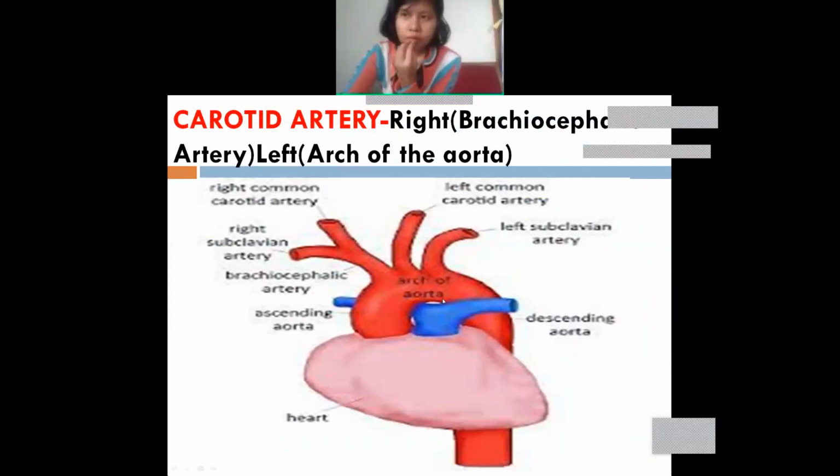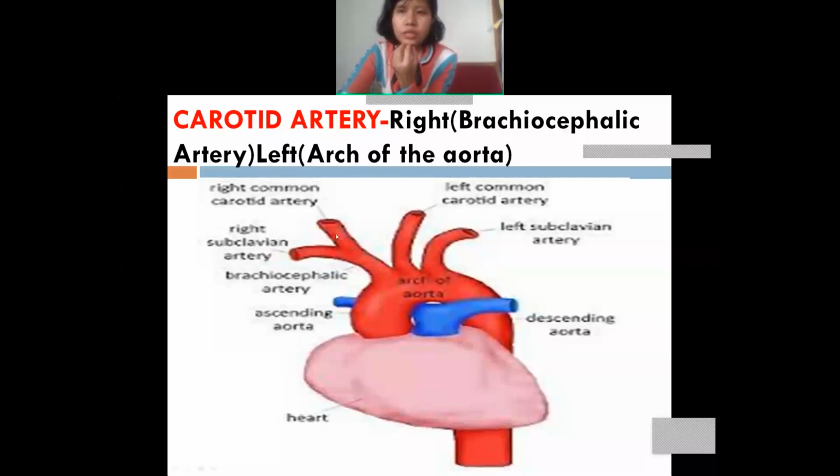Yes, ma'am. Okay. So what I was saying, this is the carotid artery, and it is divided into two parts. It is the right common carotid artery, which is this, and the other one is the left common carotid artery, which is this. The right common carotid artery begins here in the brachiocephalic artery. Understand? And the left common carotid artery begins here, that is the arch of the aorta. I hope it's clear now.